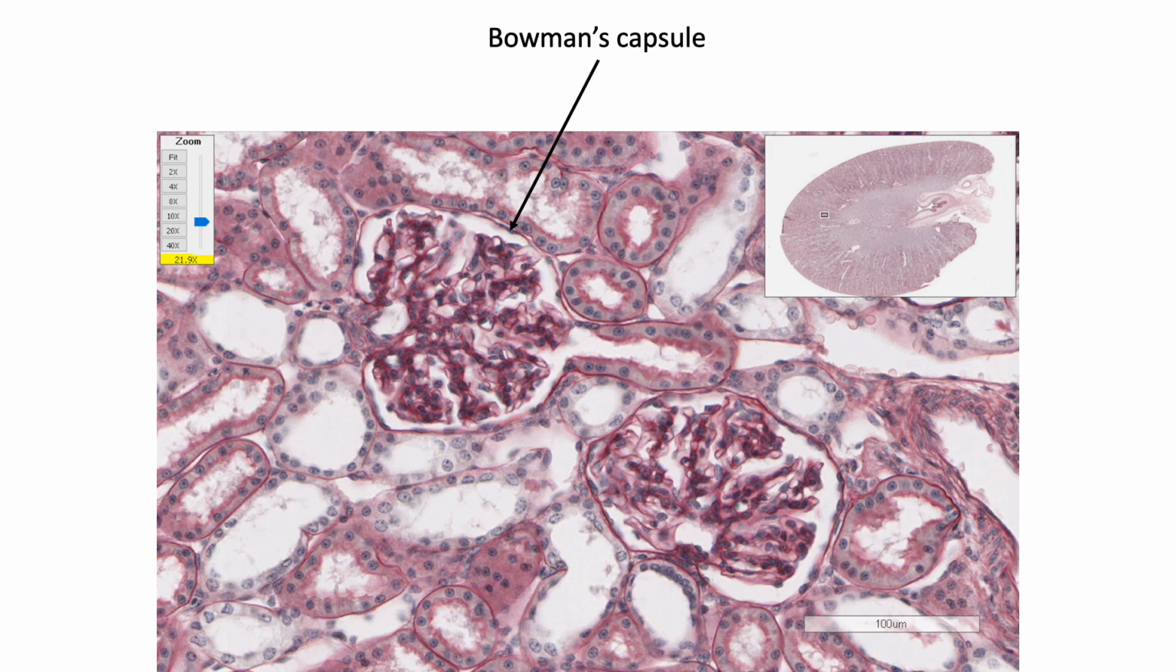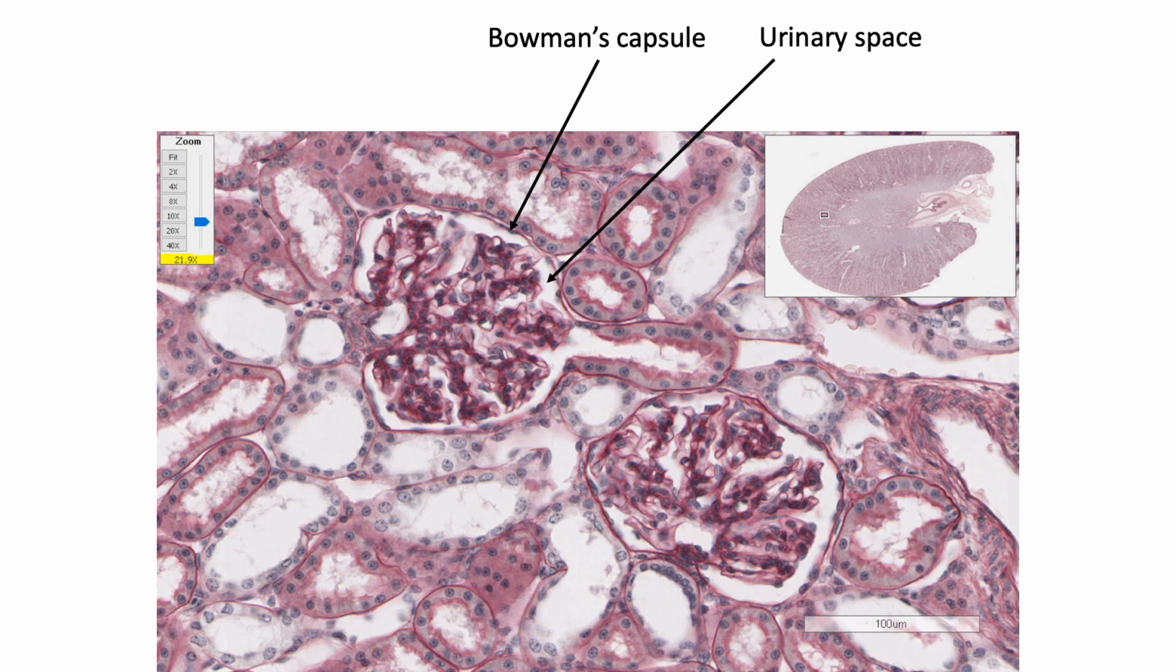Under electron microscope, these podocytes show primary foot processes and secondary pedicles. Gap between these interdigitating pedicles of adjacent podocytes form the filtration slits. These filtration slits are covered by slit diaphragm through which the glomerular filtrate must pass to enter the urinary space, which is located between the two layers of Bowman's capsule.